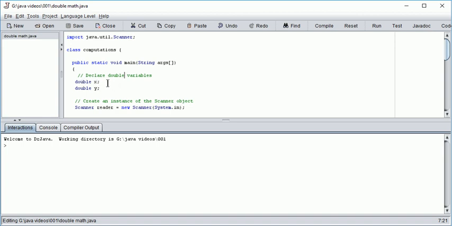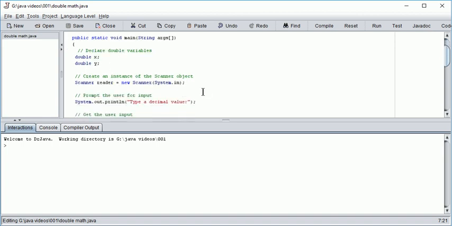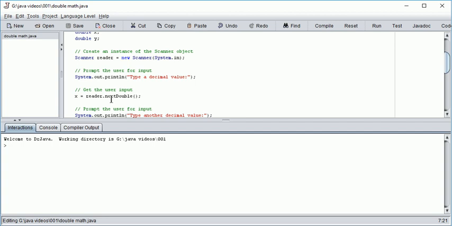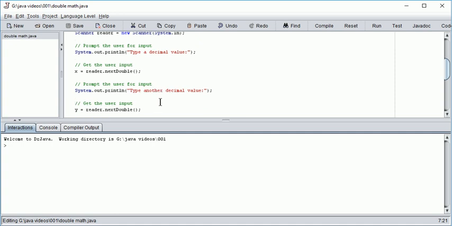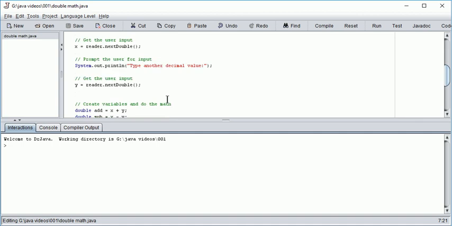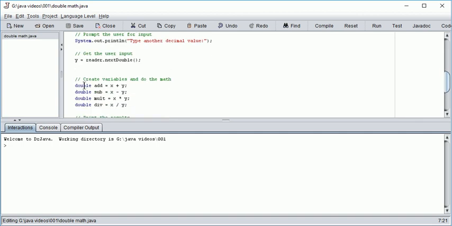So I'm declaring two variables just as we had last time, int x, int y. Now we have double x, double y. We create our scanner object. We prompt the user for a decimal value. We read in that value using the nextDouble method. We prompt for another decimal value. We read that in using the nextDouble method. And then we do our math by declaring four variables of type double and doing the math with them.